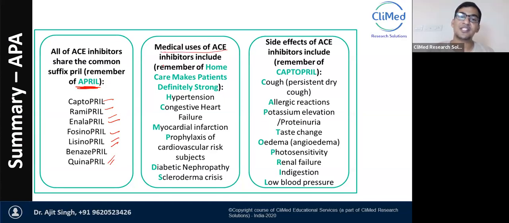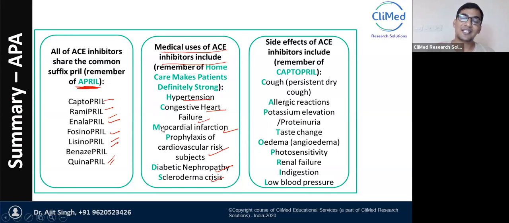Medical use of ACE inhibitors, the indications, can be remembered like this: hypertension, congestive heart failure. ACE inhibitors are the first choice of drug in heart failure also. Then myocardial infarction, prophylaxis of cardiovascular risk subjects, diabetic nephropathy, or scleroderma crisis, we can give those things.